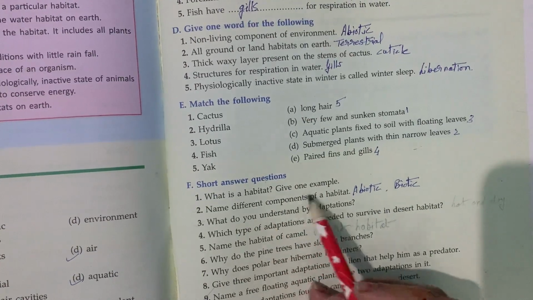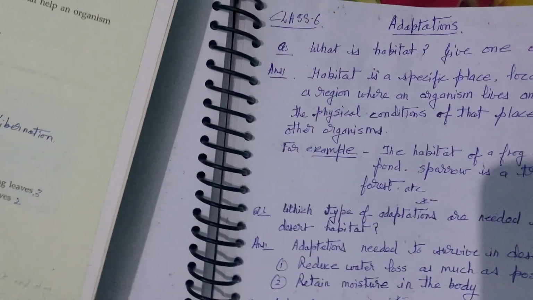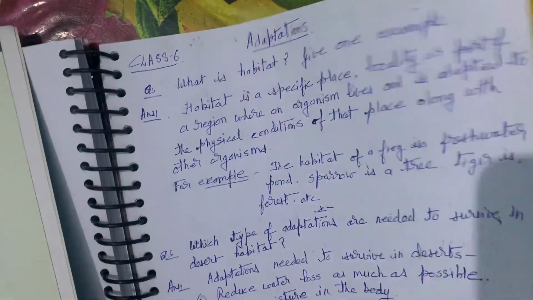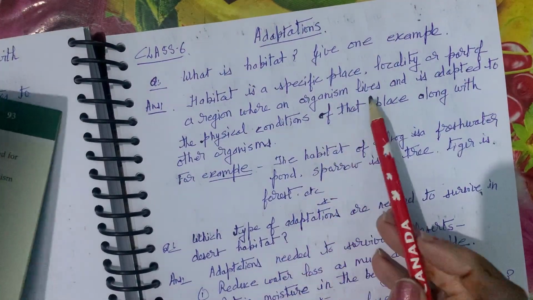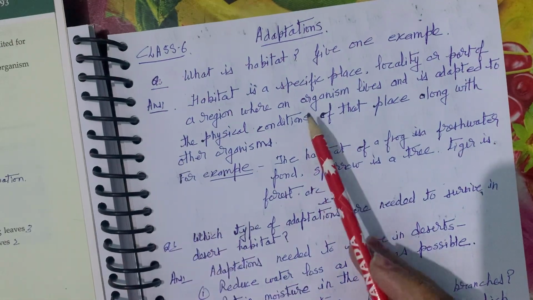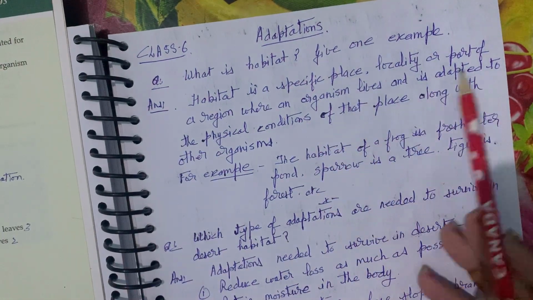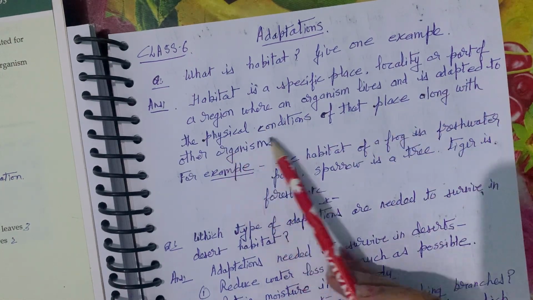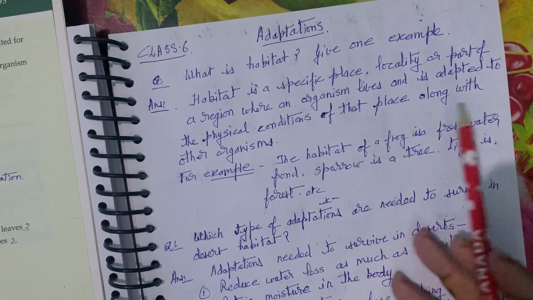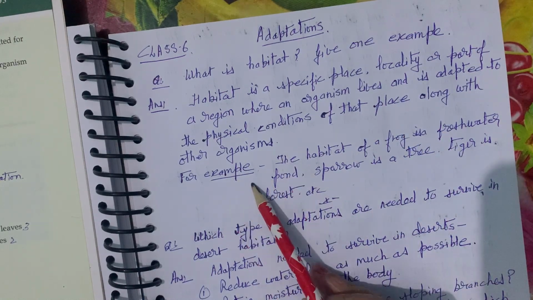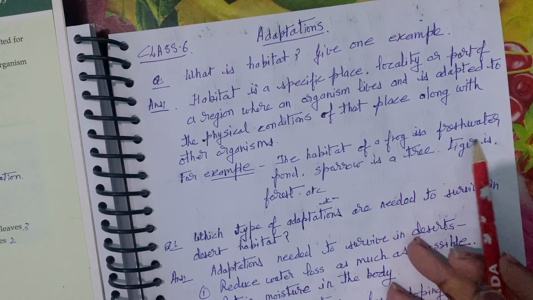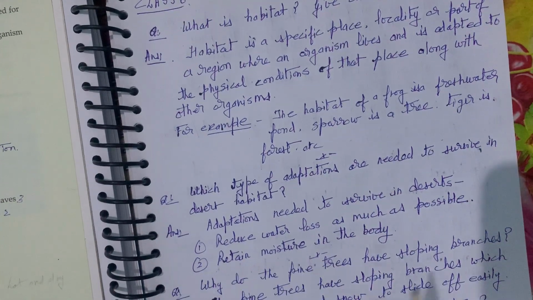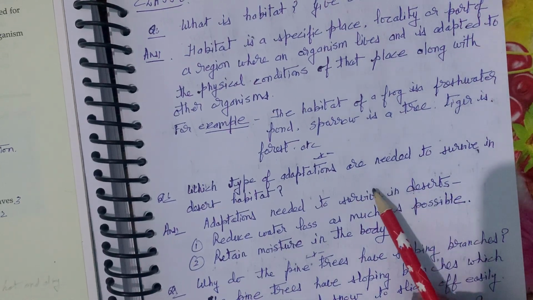What is habitat? Give one example. Habitat is a specific place, locality, or part of a region where an organism lives and is adapted to the physical conditions of that place along with other organisms. For example, the habitat of a frog is a freshwater pond, of a sparrow is a tree, of a tiger is the forest, where they are adapted to live properly.